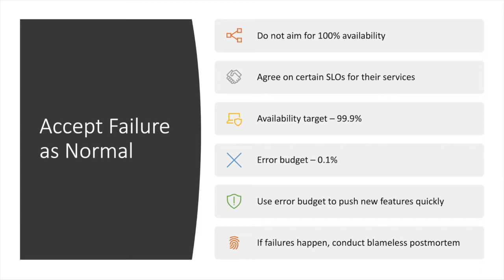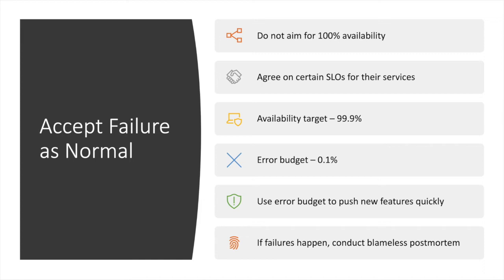So let's say the availability target of the service is 99.9%. Basically, the error budget is the inverse of the availability target. So if you subtract 99.9 from 100, the error budget will be 0.1%.